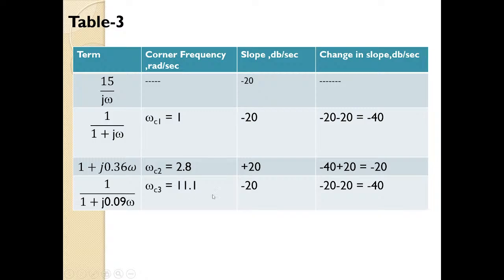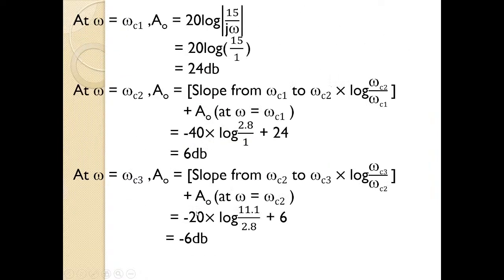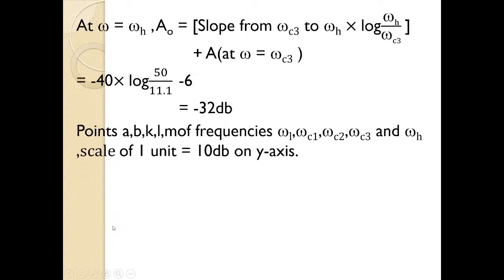From omega C2 to omega C3 the slope is minus 20, so minus 20 into log omega C3 value 11.1 by omega C2 value 2.8, plus A naught at omega equal to omega C2. A naught at omega C2 is 6 decibels, so plus 6. Just simplify it, you will get minus 6 decibels. I hope you have understood.